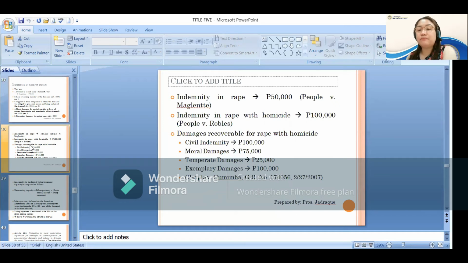Now, how about for rape? So the indemnity is also at 50,000. But if the rape is with homicide, the indemnity is 100,000. And then you have the case of People versus Gumimba, wherein the court granted civil indemnity of 100,000 for the death with rape of the victim, moral damages at 75,000, temperate damages at 25,000, and exemplary damages at 100,000 pesos.